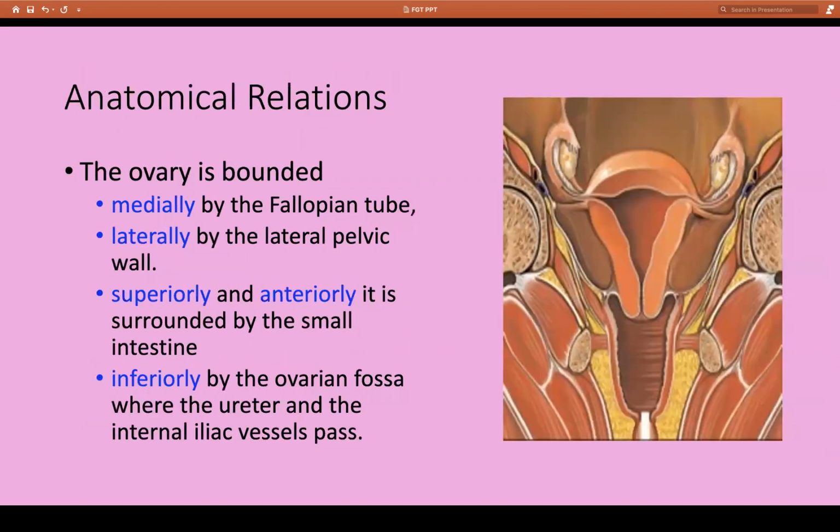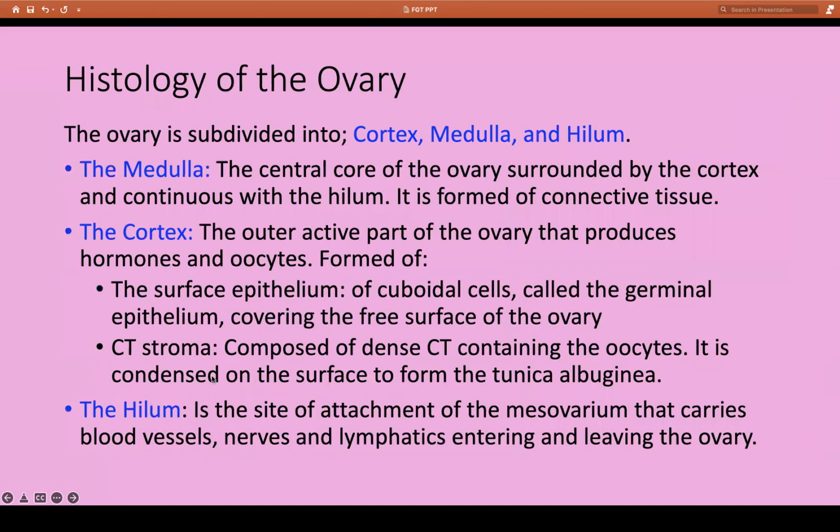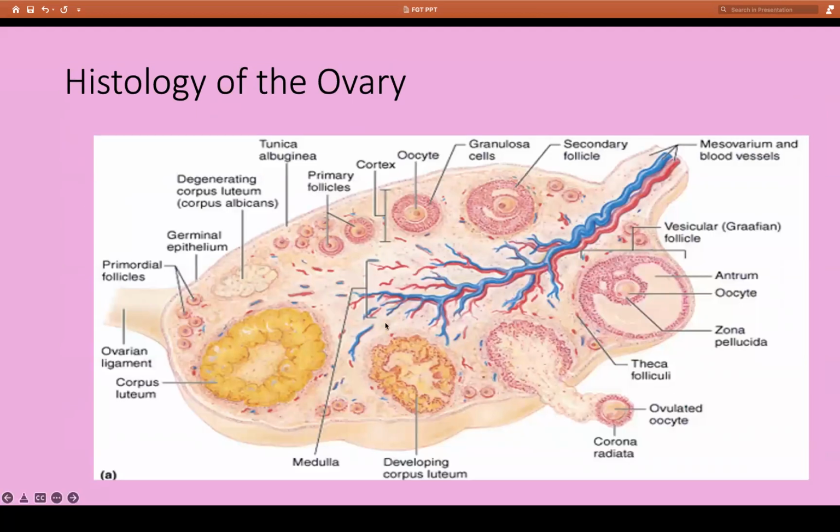An important anatomical relation: inferiorly, it is in the ovarian fossa where the ureter passes and the interiliac vessels pass. So during salpingo-oophorectomy, there is a chance that while you are clamping, you can injure the ureter and make a hematoma. So be careful in that. Now the ovary has 3 parts: cortex, medulla, and hilum.